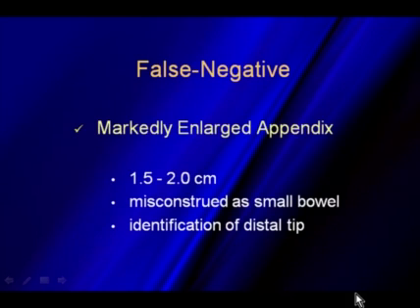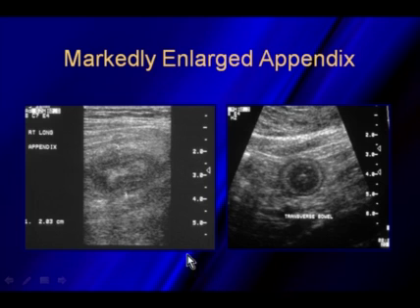If you mistake a markedly enlarged appendix, I've never seen an appendix measuring over 2 centimeters in size, and I think the reason is they will perforate before they reach that size. So if somebody mistakes small bowel or misidentifies the distal tip, this is the case that we measured to be 2 centimeters, and actually what happened when this patient went to surgery, this appendix had perforated, and this is just inflammation surrounding it.